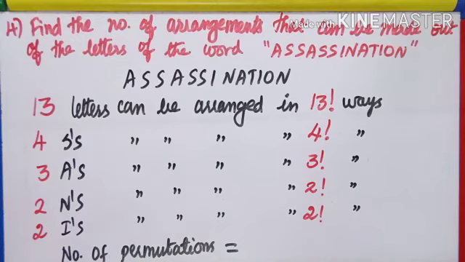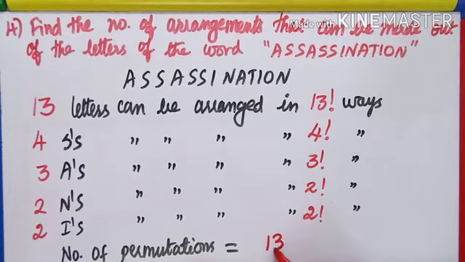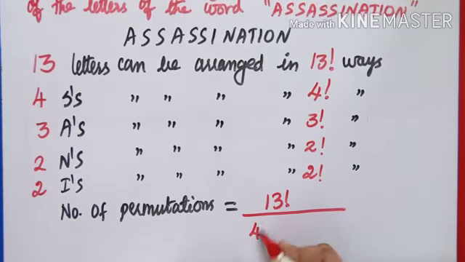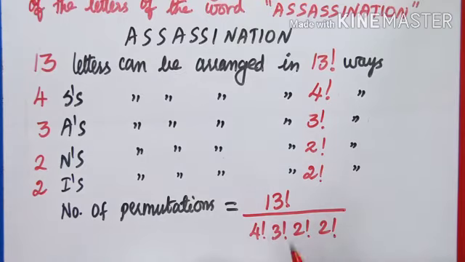So number of distinct permutations: total number of letters, 13 factorial, divided by how many times each is repeated: 4 factorial, 3 factorial, 2 factorial, 2 factorial, and that is the answer. If possible, expand it. What is 13 factorial? 1, 2, 3 up to 13. 4 factorial is 1, 2, 3, 4. 3 factorial is 1 into 2 into 3. 2 factorial is 1 into 2. This is also 1 into 2.